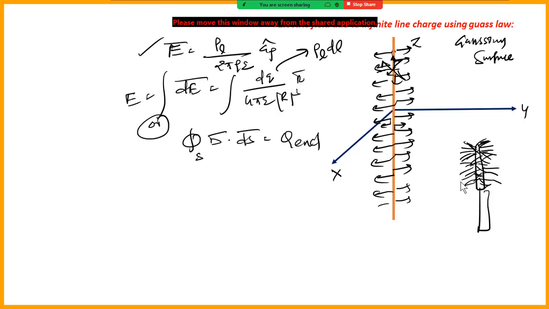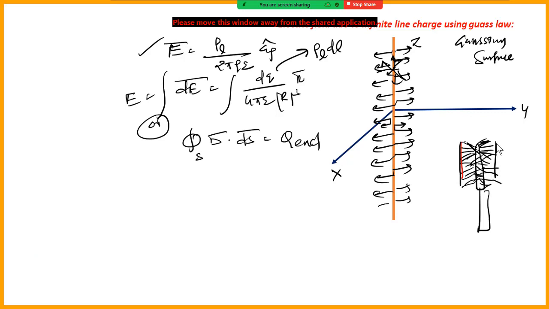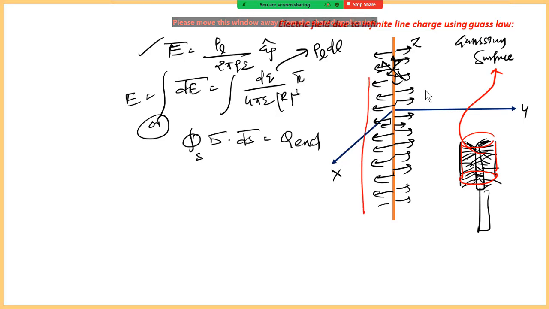So this shape is similar to what? This particular shape is coming in which shape? Cylindrical shape. So our Gaussian surface in this particular case is the cylindrical surface. So you take the cylindrical surface here. Gaussian surface is the cylindrical surface.